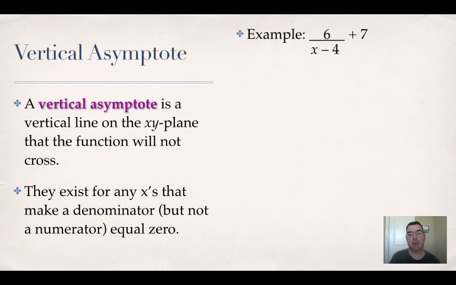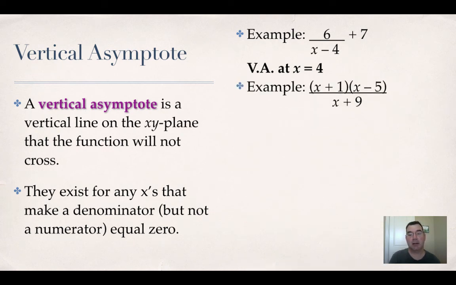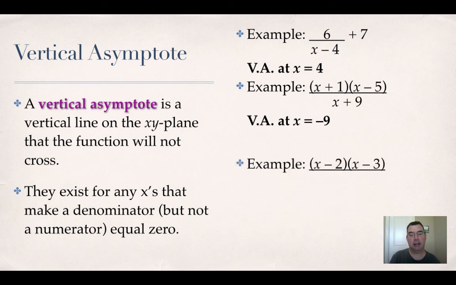Okay, so for example, I've got 6 over x minus 4, plus 7. So I have a vertical asymptote at x equals 4. Another example, I've got x plus 1 times x minus 5 all over x plus 9. There's a vertical asymptote at x equals negative 9.